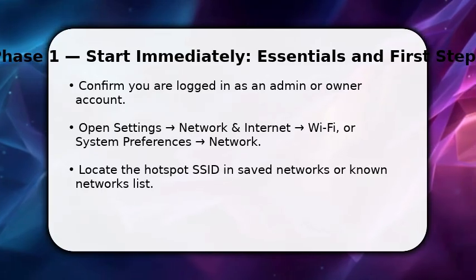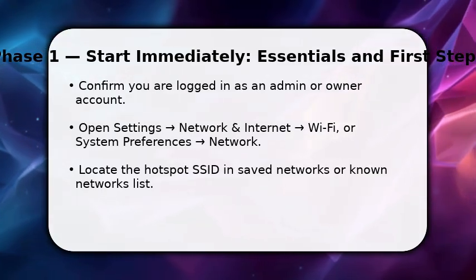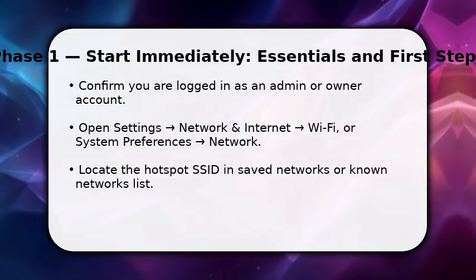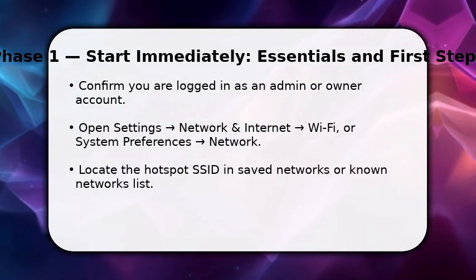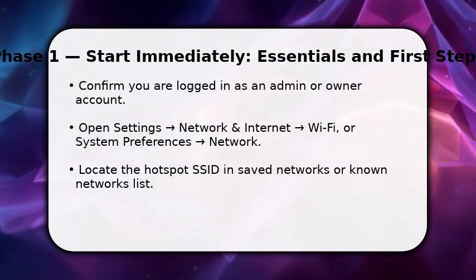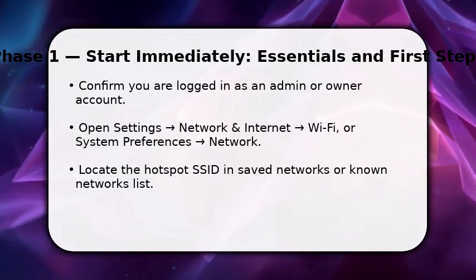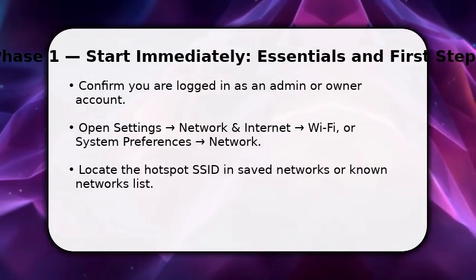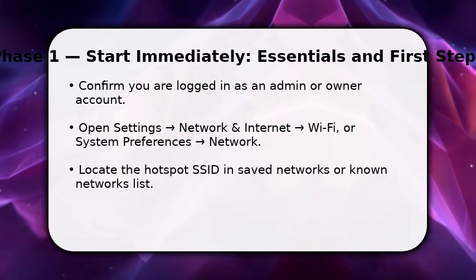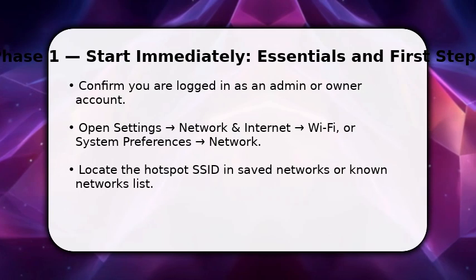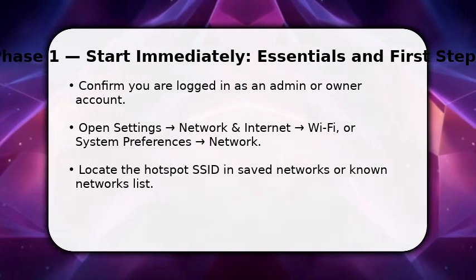Enjoy the video. You're starting on the computer that already connected to the hotspot. Make sure you're signed in as an administrator. Open the OS network settings now. Windows: Settings > Network and Internet > Wi-Fi. Mac OS: System Preferences > Network. Once there, find the saved networks or known networks list and select the hotspot SSID. This reveals the entry you'll inspect. It's faster than resetting the device and preserves existing connections, so proceed to the Credentials view.